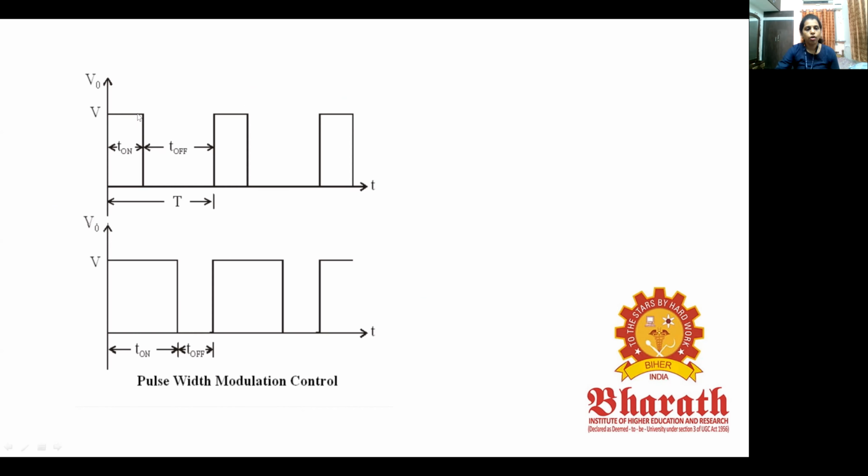So we have on time, off time here. The total time period is T. So look at the next waveform. You can see that the on time is increased and the off time is decreased such that the total time period is maintained constant. So that is the concept of pulse width modulation control.